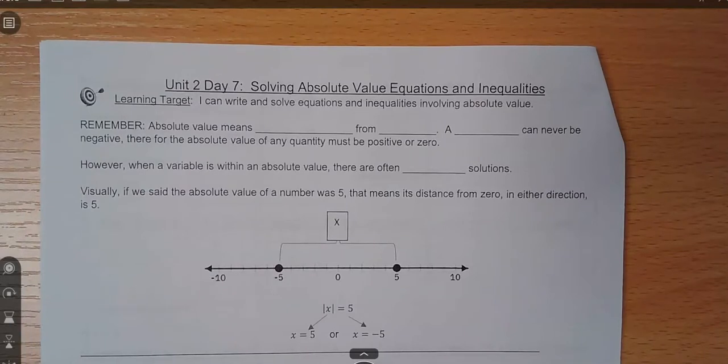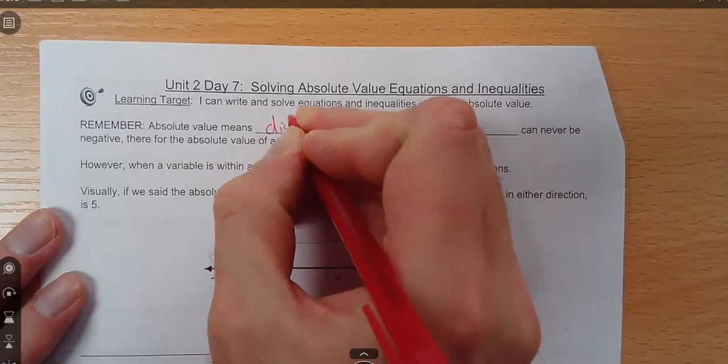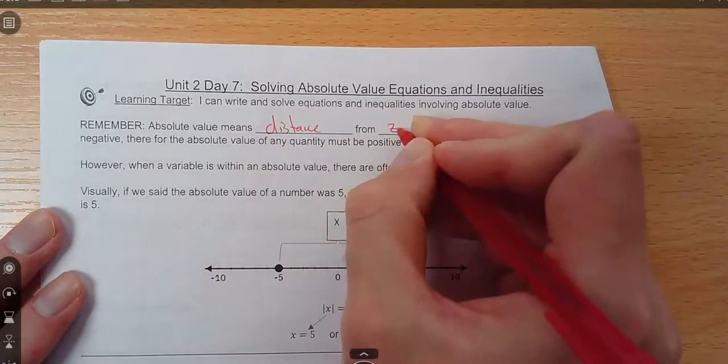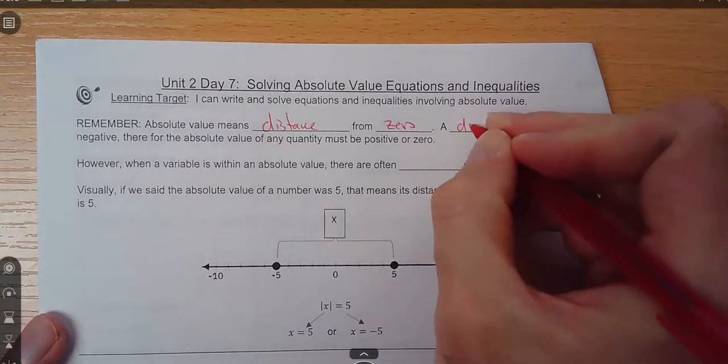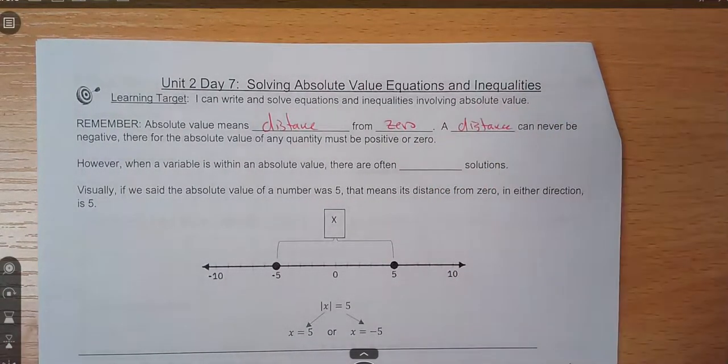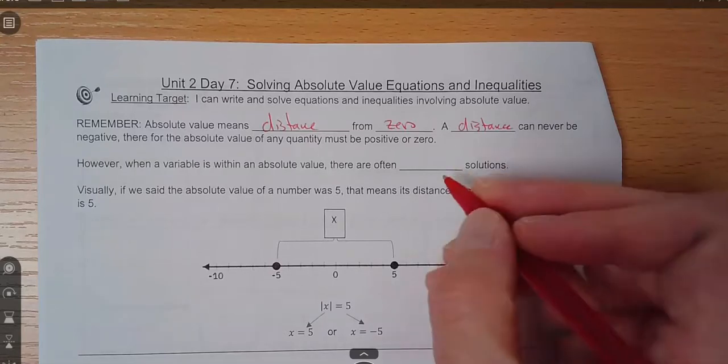So to start out here, absolute value means distance from 0. And a distance can never be negative. So when I get an absolute value, the absolute value has to equal a positive value or a 0. If it doesn't, you can say no solution. So we're going to look out for those too at some point. However, when a variable is within an absolute value, typically there's two solutions.